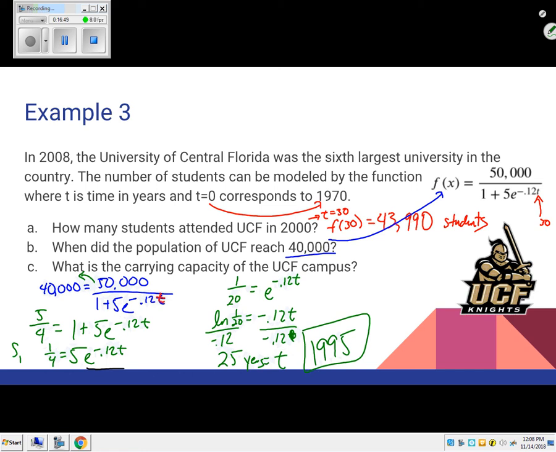Anyway, part C down here, find the carrying capacity. Save the easiest part for the end. Whatever's on top right here, 50,000. So whatever is stopping this from growing past 50,000, whether it's professors, the size of the campus, or dorm room space, whatever it is, I can expect this number to get closer and closer to 50,000 based off what they had in 2008, but it's never going to surpass it.